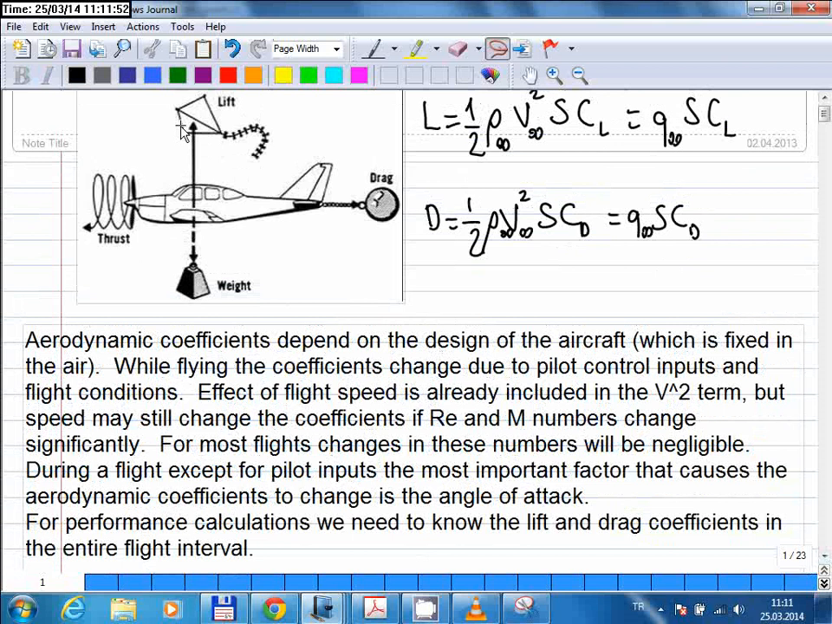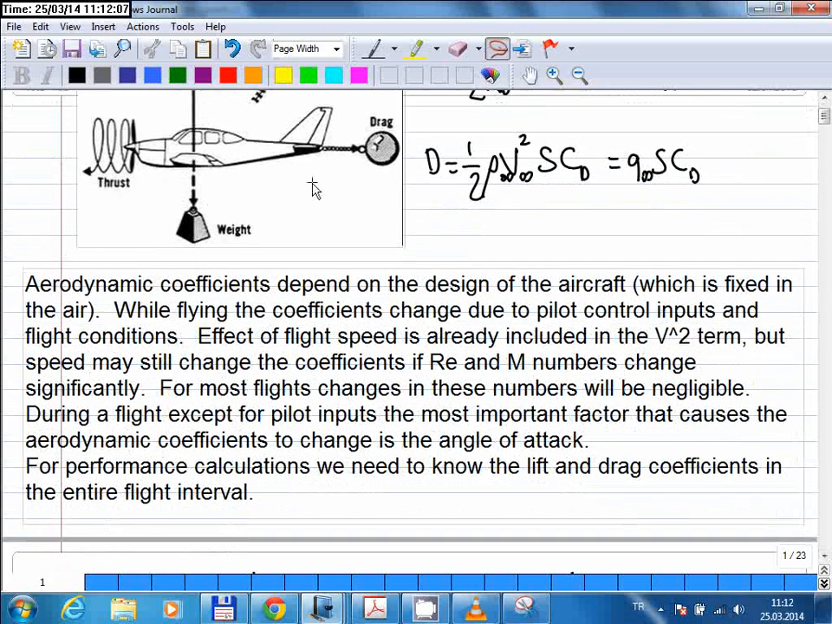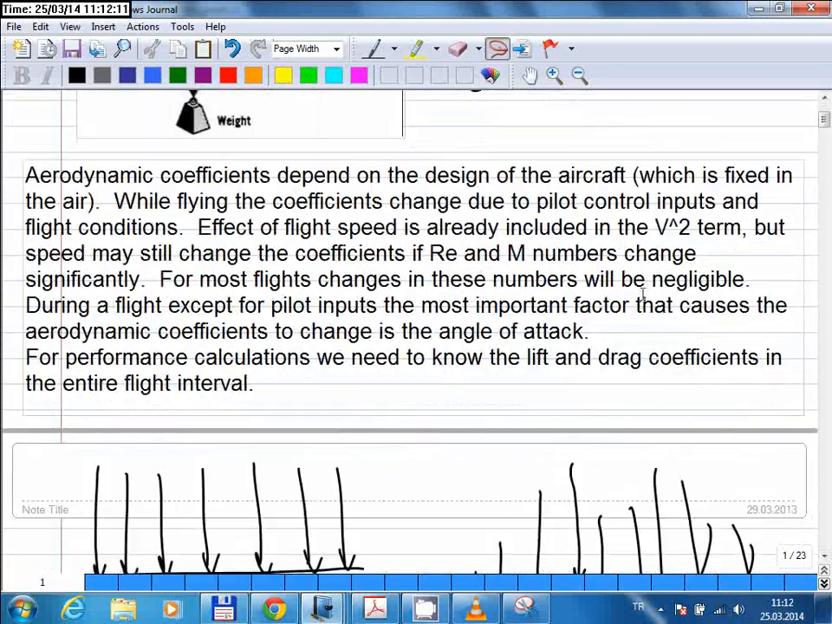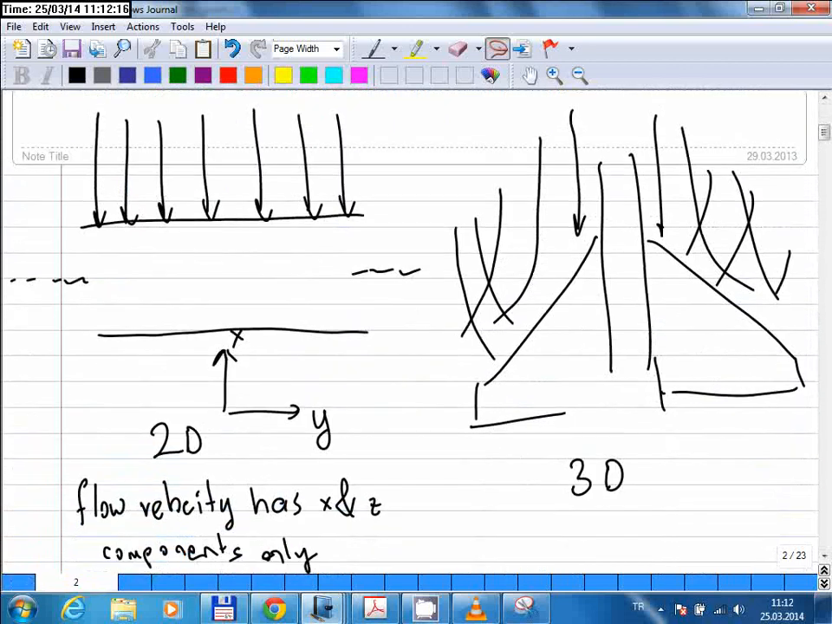So during a flight, the most important parameter that causes these forces to change is the angle of attack, so that we will be talking about how it affects these terms. So basically, so anyway, let's come to.